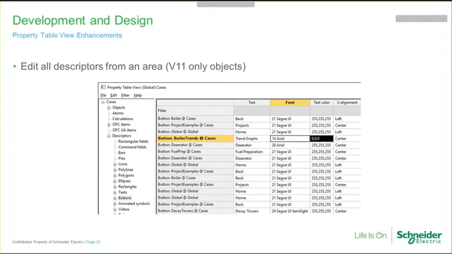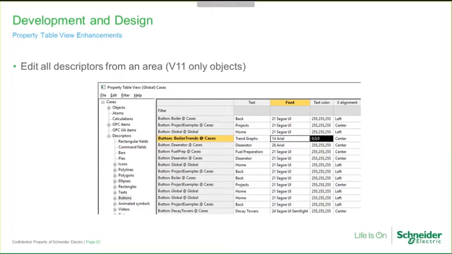In version 11, you had a property table view in the area menu that would show you all the objects in a particular area. That has now been extended to show you all descriptors as well, which is all the graphical representations of an object, of all the objects. So you get all the graphics from all the diagrams in that area. That can be quite huge. This is actually why it was necessary to performance optimize the property table view.